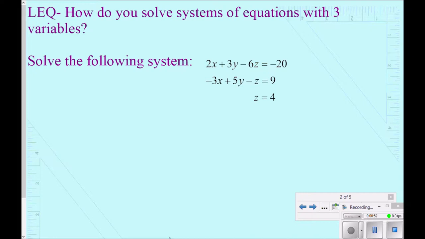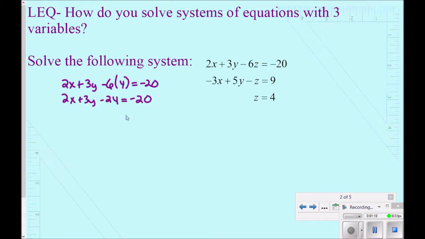Now this one, because they were nice to us and gave us z already solved for a number, we can just go ahead and substitute that into the other 2 equations. So I'm going to substitute 4 in for z into the top equation. So 2x plus 3y minus 6 times 4 should give me negative 20. If I simplify that, 2x plus 3y minus 24 is equal to negative 20.